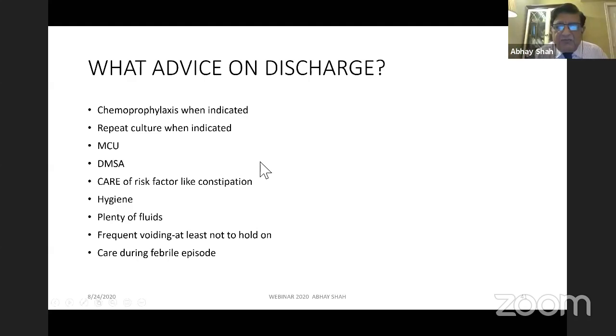And suppose the child has a first attack of UTI, during any febrile episode, the child must be subjected to urine routine. And if urine routine is suggestive of infection, urine culture is a must. So any febrile episode should be taken as a potential case of UTI and treated accordingly. So we can prevent further recurrences. That is all about the discharge.